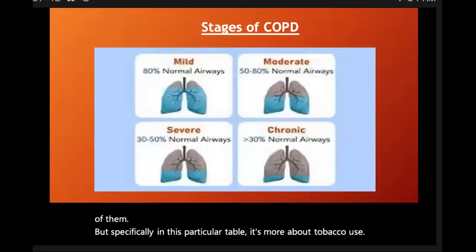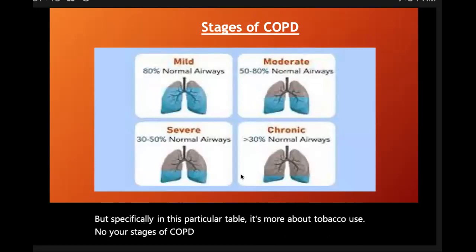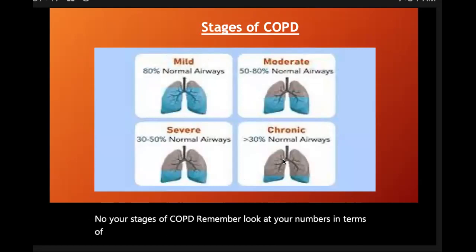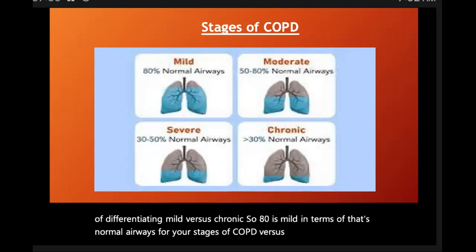Know your stages of COPD. Remember, look at your numbers in terms of differentiating mild versus chronic. So 80% is mild in terms of that's normal airways for your stages of COPD, versus chronic is greater than 30%.